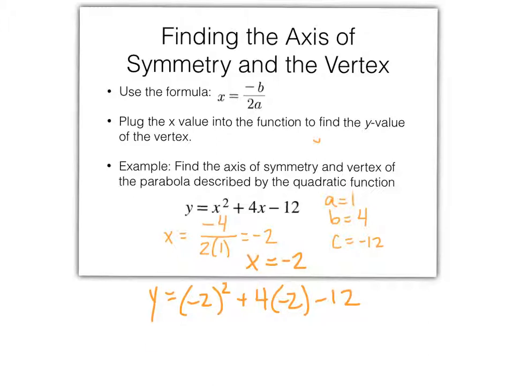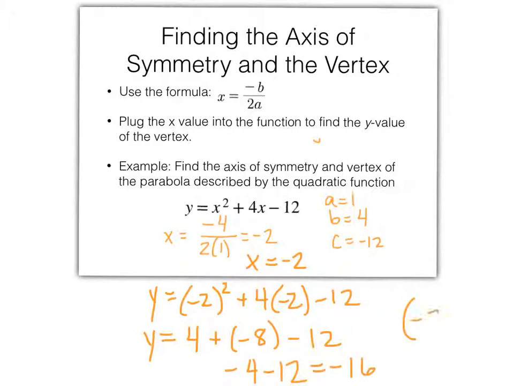All right, so y equals -2, the quantity squared is +4, plus -8 for 4 times -2, and then -12. So 4 plus -8 is -4, minus 12 is -16. So the vertex of our parabola is -2, -16. And so we can find that without having to use a calculator.